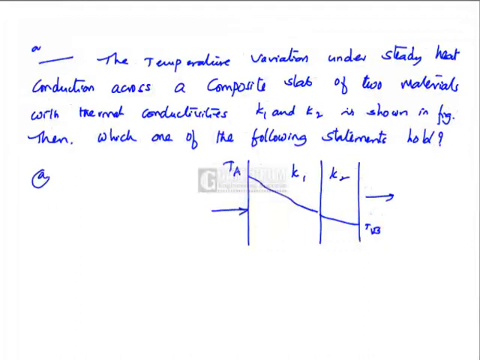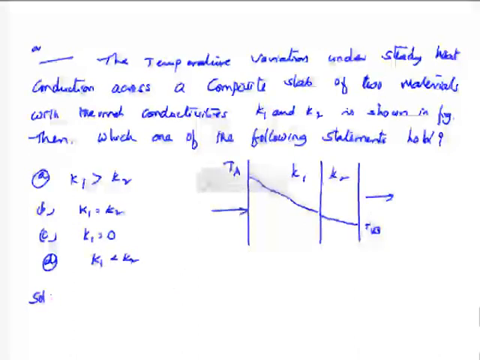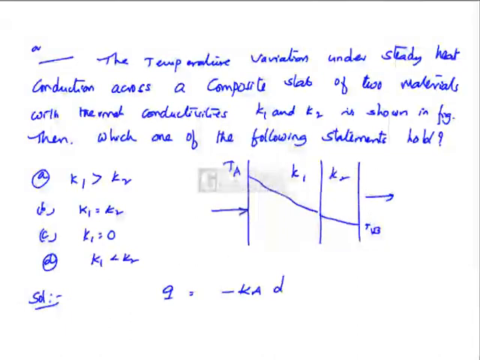The answers are given like this. K1 is greater than K2. K1 is equal to K2. K1 is equal to 0. K1 is less than K2. Here the solution could be given like this. Q is given as minus KA dT by dx.